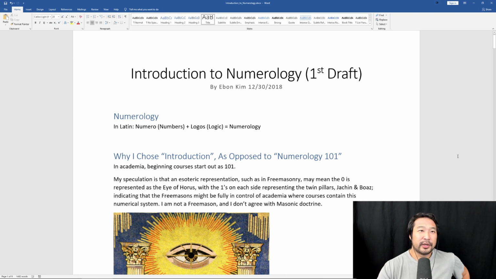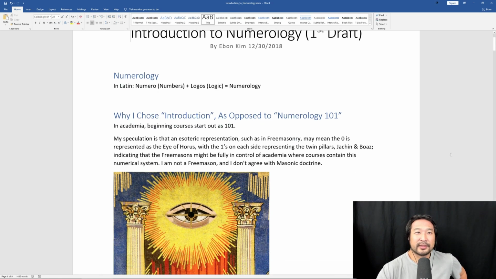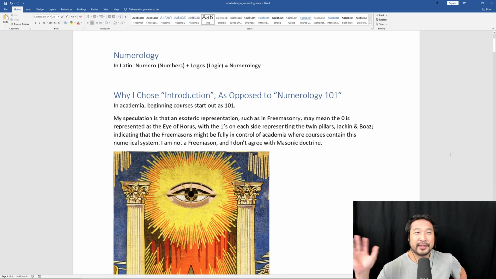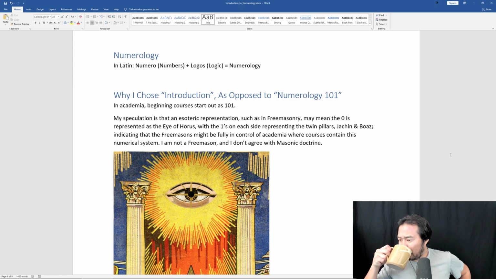So numerology: in Latin, numero is numbers in English, and logos is logic in English. That equals numerology. So the logic of numbers, simple. You don't have to start adding in the crazy stuff. Why I chose introduction as opposed to numerology 101, this is some speculation I have here.